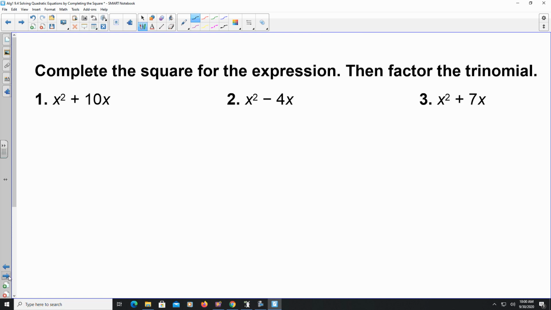Again, I encourage you to give these a try to determine what that value for c is, plus factor out the trinomial. If you have questions, please leave a comment, and I will answer those questions accordingly.